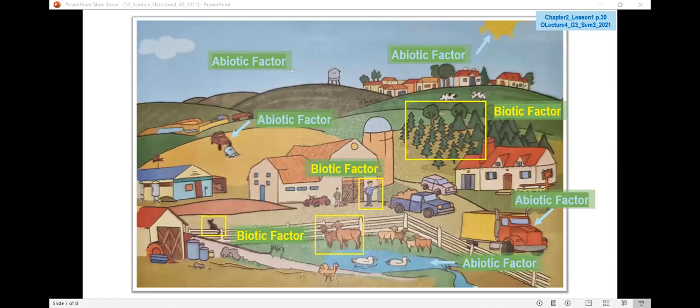Abiotic factors, meaning non-living things. The abiotic factors are the non-living things. The biotic factors are the living things in an ecosystem. Biotic factors need a habitat to live in. They need a place to live in. People need a house to live in.